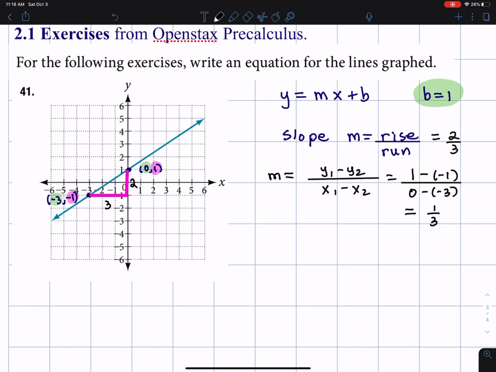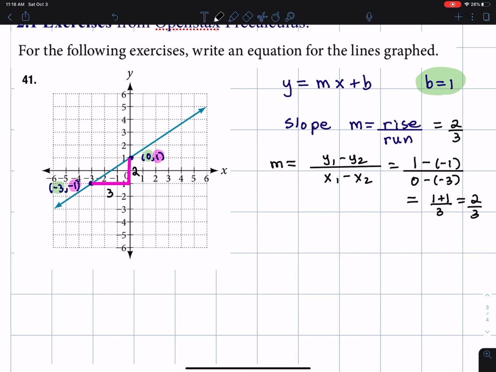Oh my goodness. Adding wrong, that's not good. So I get 2/3. So I'm ready to go. I have m is 2/3. And I write y equals mx plus b once more. So therefore y equals 2/3 x plus 1.